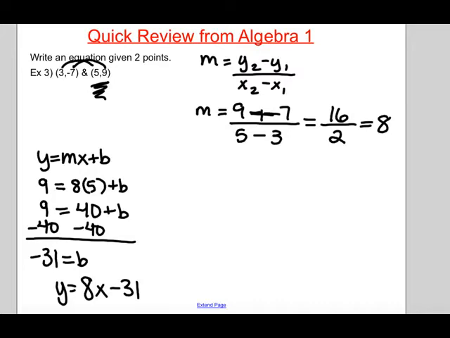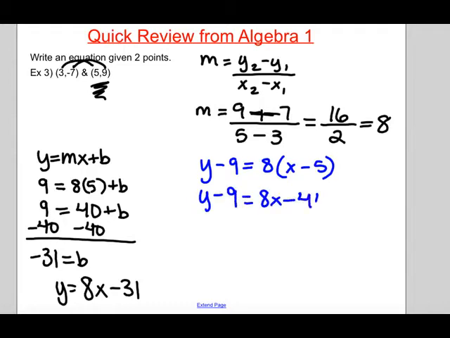Change it up. I'll go ahead and show the other method as well. So point-slope formula: y minus my y value, which is 9, equals my m, which is 8, times x minus my x value, 5. I get y minus 9 equals 8x minus 40 because we distribute. I add 9 over and it automatically gives me my equation: y equals 8x minus 31.